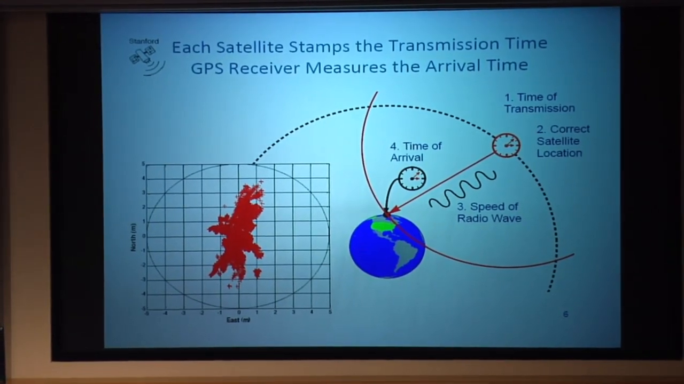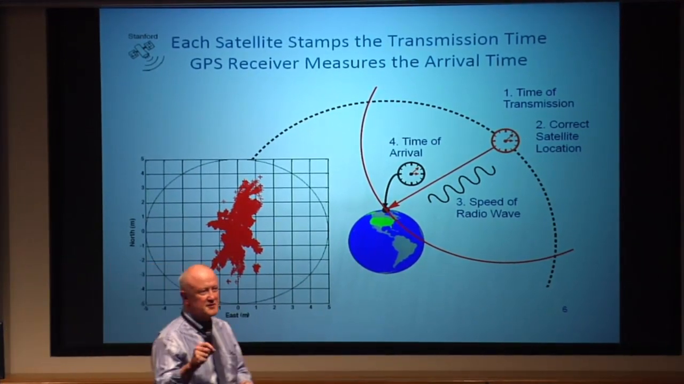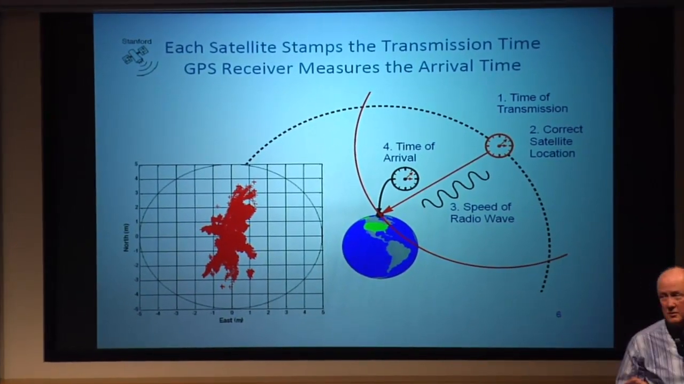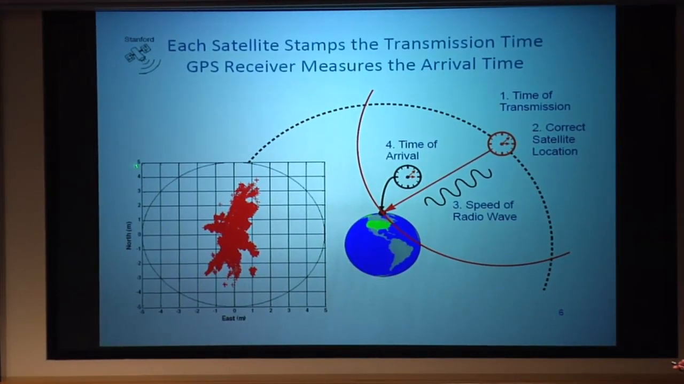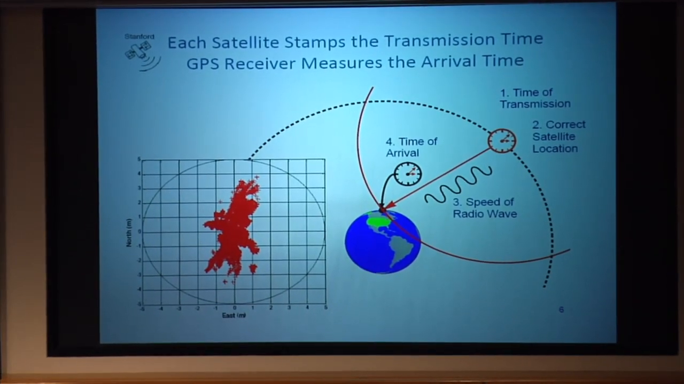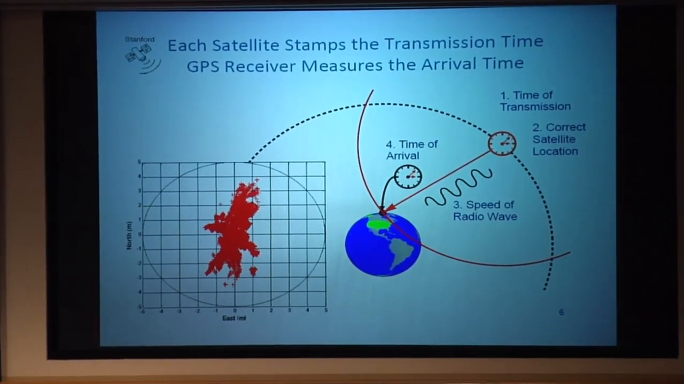Each of these four works just about all the time. And when they do, you get this kind of performance. That's plus or minus 5 meters, plus or minus 5 meters. And you're in that circle. That's just some GPS data in there.